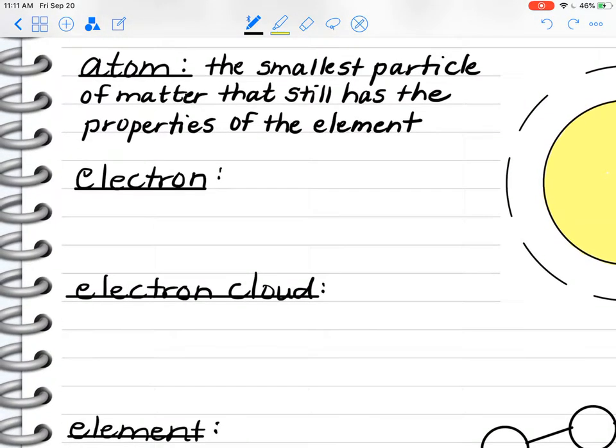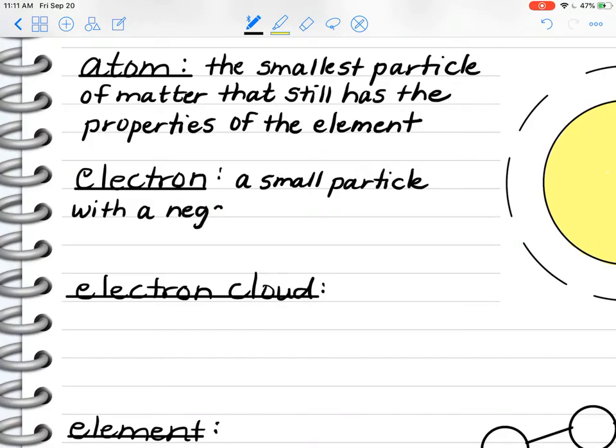Okay, so let's define electron. An electron is a small particle with a negative charge. And this is so important. You need to know that electrons are negatives. They're the minuses. Outside the nucleus of an atom.